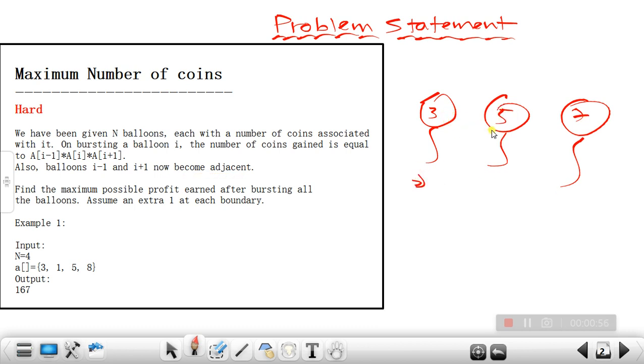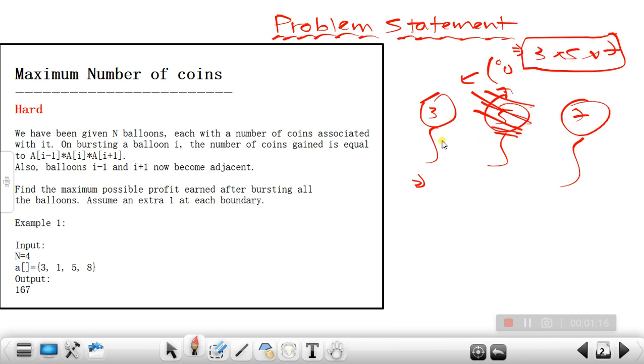I can burst any of them. So if I burst this balloon, this is i, then the number of coins that I will get is this value a of i, which is 5, multiplied with the previous value 3 and the next value, which is 7. This is the number of coins that I will get, and when I burst this, these two come together. So now I have 3 and 7 as adjacent balloons.